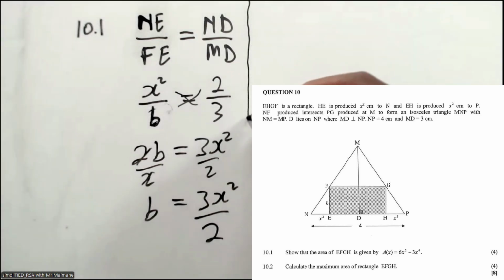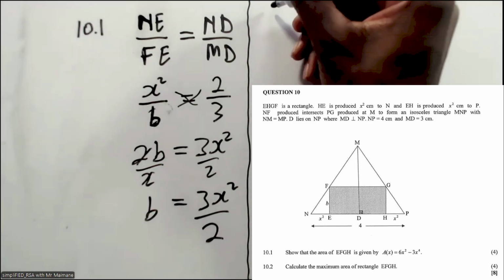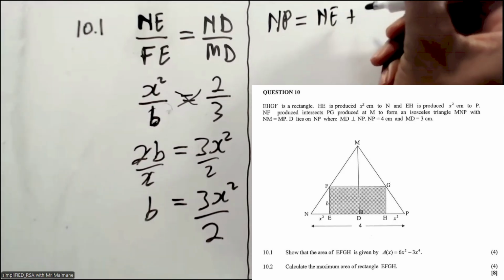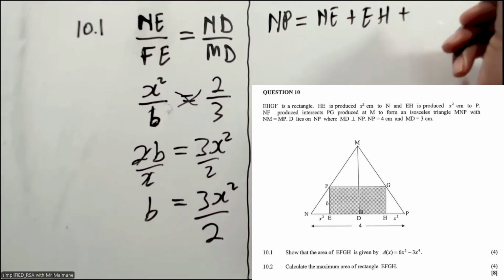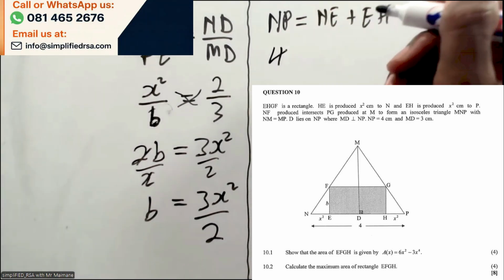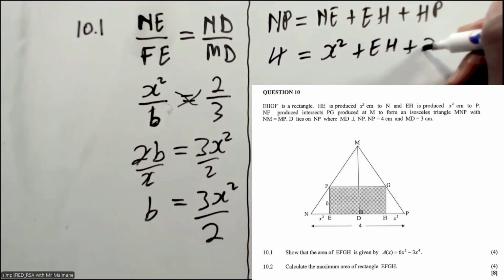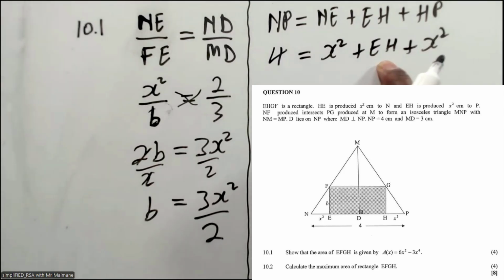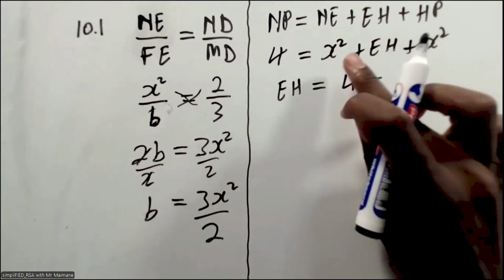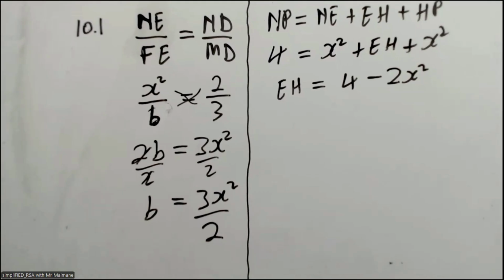Now, let's get EH for the width. For EH, I can tell that NP is given. NP is composed of NE plus EH plus HP, as I can see there. I know NP is 4 centimeters. It's equal to NE, which is x squared, plus EH, plus x squared for HP. Now I can express EH as 4 minus x squared plus x squared, which is 4 minus 2x squared, like that. And then I can now attempt to get my area.